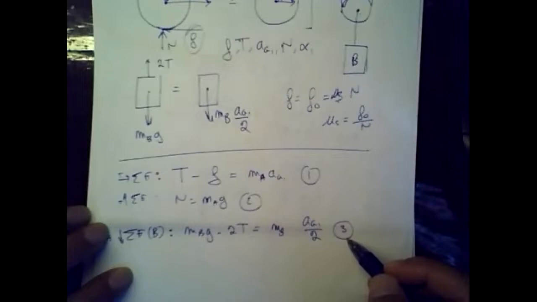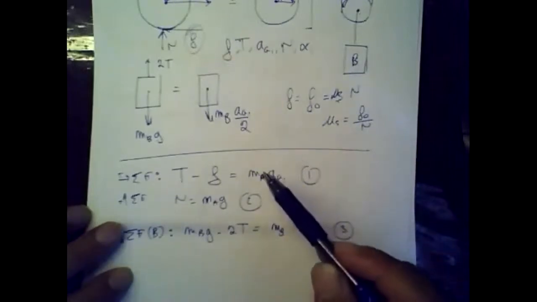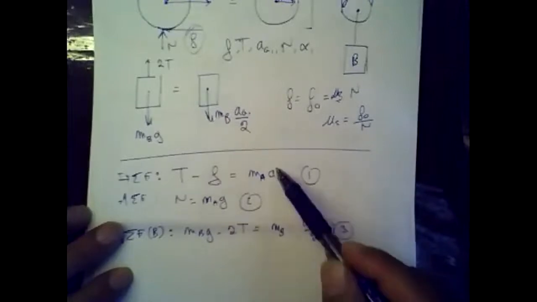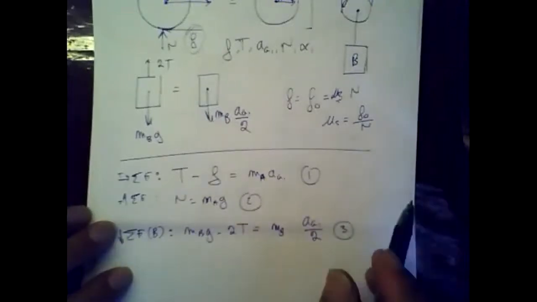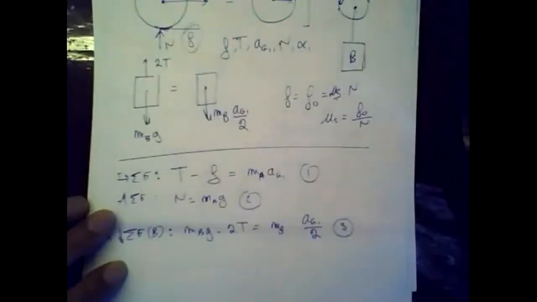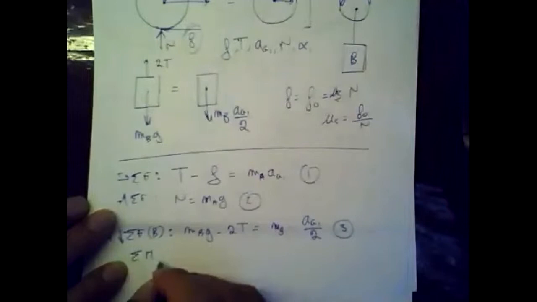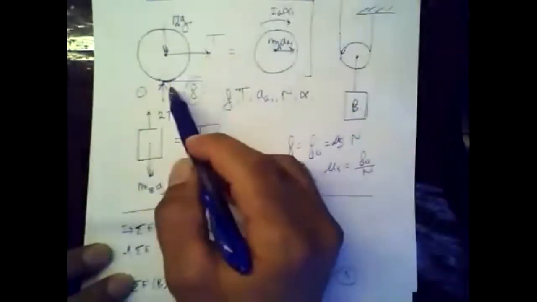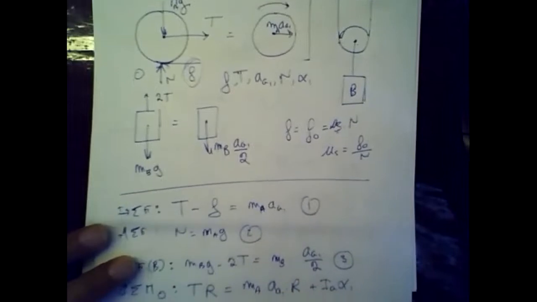Equations 1 and 3, how many unknowns do I have here? I have 2 equations, but I have 3 unknowns: T, F, and AG. I need one more equation here. What do you think that equation is that I will need? Exactly, just get the moments. So summing the moments about, let's call this point O, what do we get? T times R is going to be equal to MA times AG1 times R plus IG alpha 1.